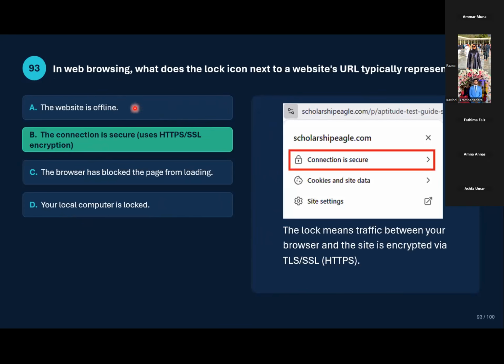Next question is, in web browsing, what does the lock icon next to the website's URL typically represent? Here I have added a screenshot of how the lock icon is shown. This means that the traffic between your browser and the site is encrypted via TLS and SSL, like HTTPS. So the answer should be the connection is secure, uses HTTPS or SSL encryption, and the other options don't mean anything.